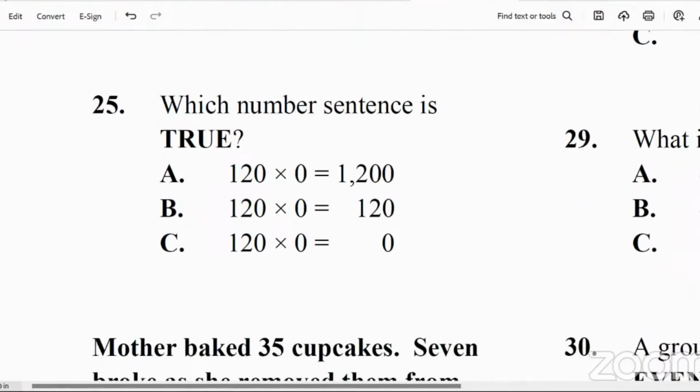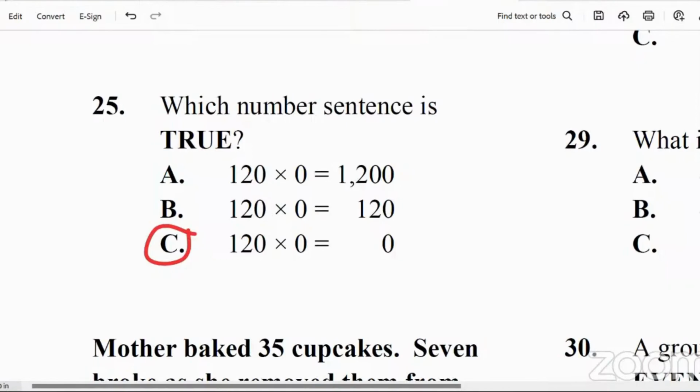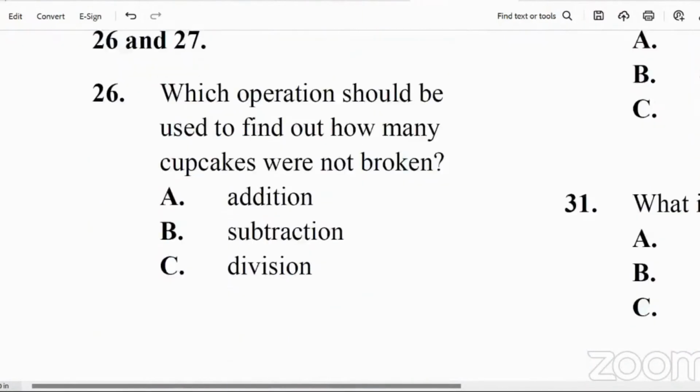All right, so question 25. Which number statement is true? 120 times 0 equals 1,200. 120 times 0 equals 120. 120 times 0 equals 0. Any number that's multiplied by 0, the answer will be 0. So, of course, the answer is C. 120 times 0 equals 0. Any number multiplied by 0, the answer will be 0. All right, let's get to question 26.